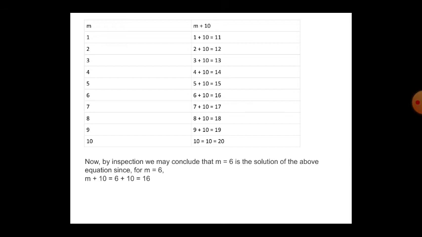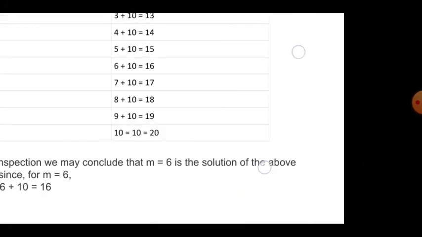You are finding some values, so you are doing inspection. So it is called the inspection method. From this we may conclude that m equals 6. If you substitute 6 for m, you will get m plus 10 as 16, right? So m equals 6 satisfies the equation. That is, m plus 10 equals 6 plus 10 equals 16, right?